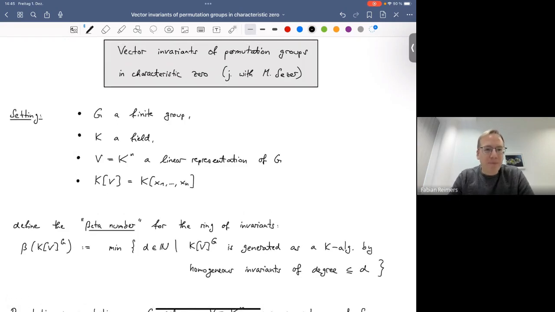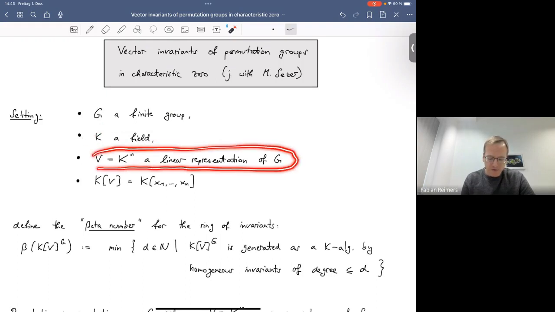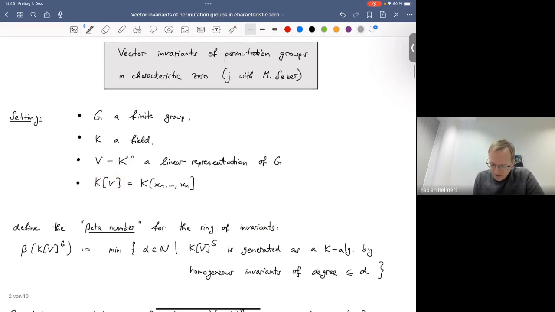So let's start by fixing the notation, the setup. We will have a finite group G, and K is the field. And we look at a finite dimensional representation of this group. And then, of course, we have the polynomial ring in n variables. Could think of it as the coordinate ring, the ring of coordinate functions on V. And inside here, we have the classical object, the invariant ring that we are interested in.